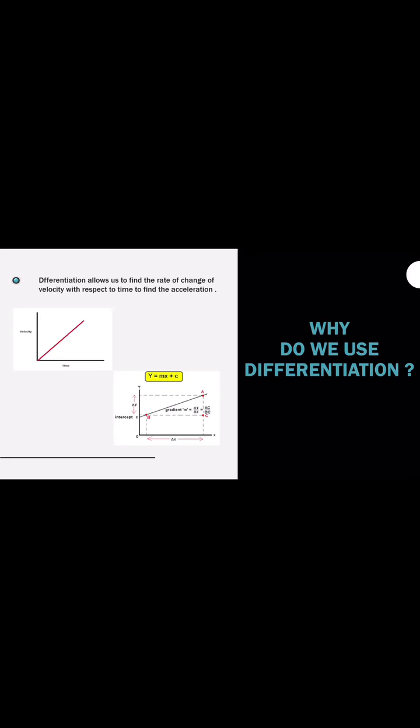Why do we use differentiation? Differentiation allows us to find the rate of change of velocity with respect to time to find the acceleration. And within the same graph, we can find the gradient of the line with the equation y equals mx plus c, where m is the gradient of the function and c is the y-intercept.